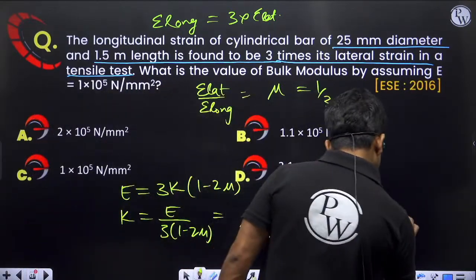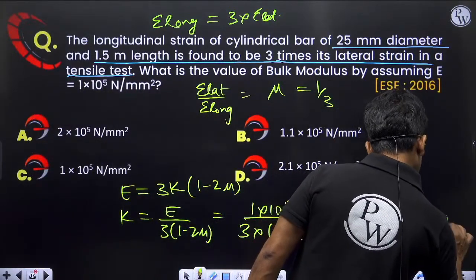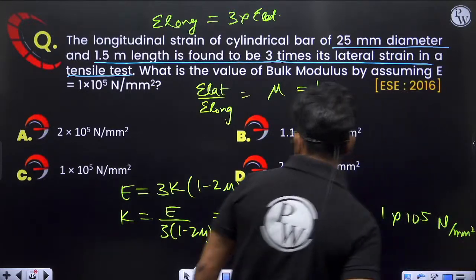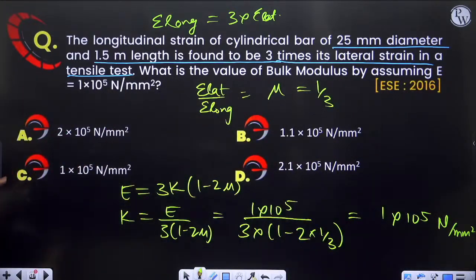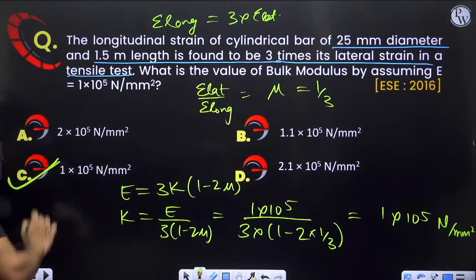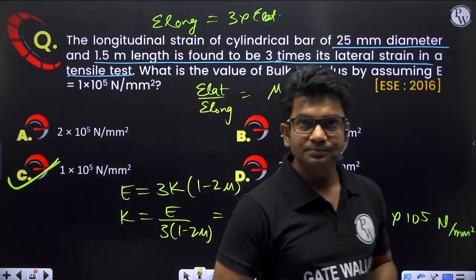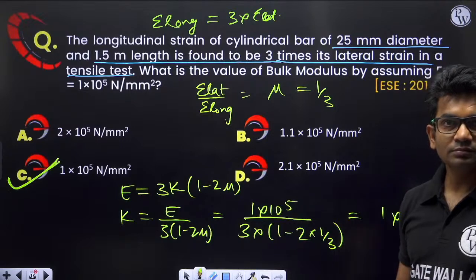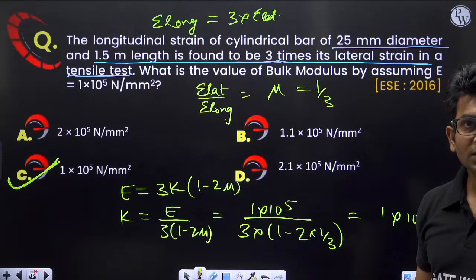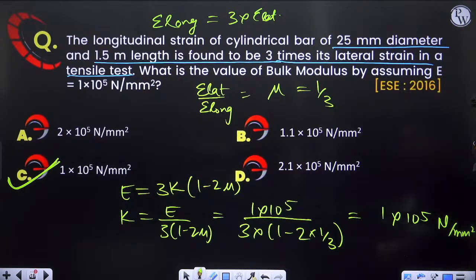So we'll be getting 1 into 10 to the power 5 Newton per mm square. Okay, so the correct answer will be option C. Option C is the correct answer. Clear? Done? Let's move on to the next question.